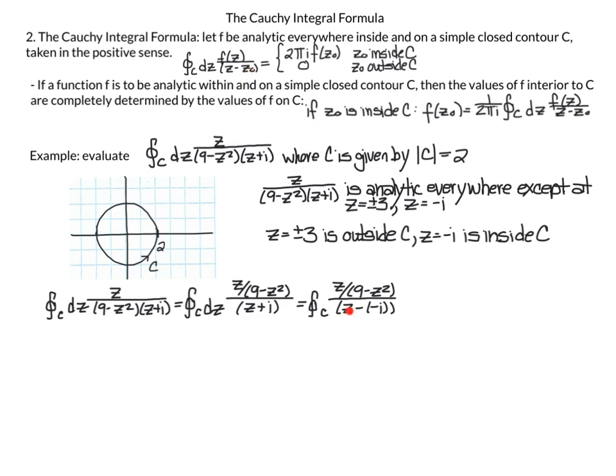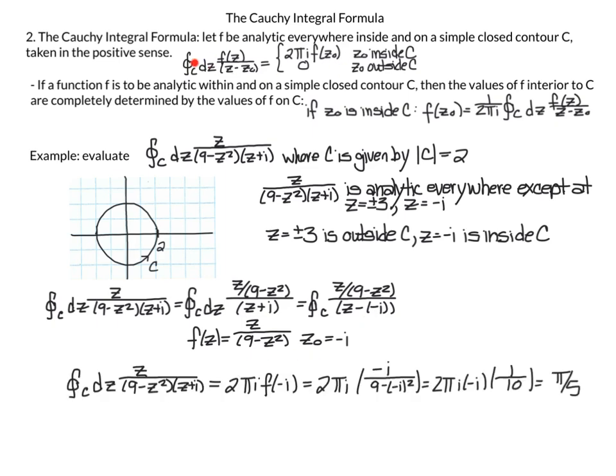So I'm just going to make it z minus negative i. So now you can see I have this in the correct form to use the Cauchy integral formula. So in particular, using this into our form that we can use for the Cauchy integral formula, we made f of z now equal to z over 9 minus z squared, and then our z naught is equal to negative i. And now I can plug into my formula.